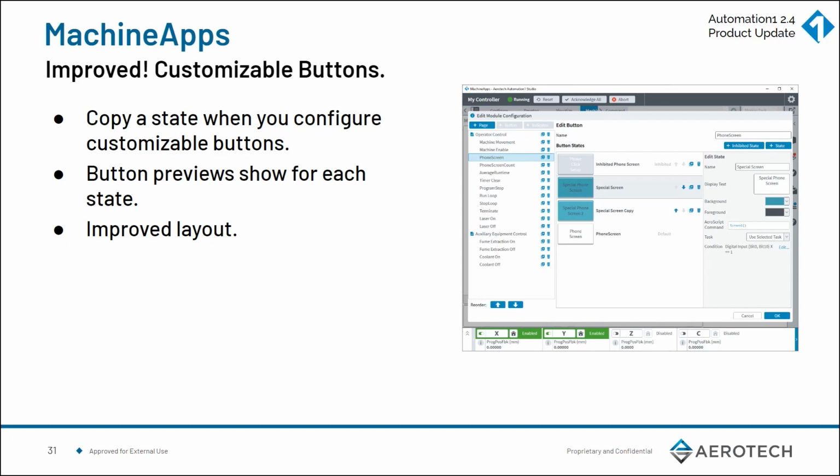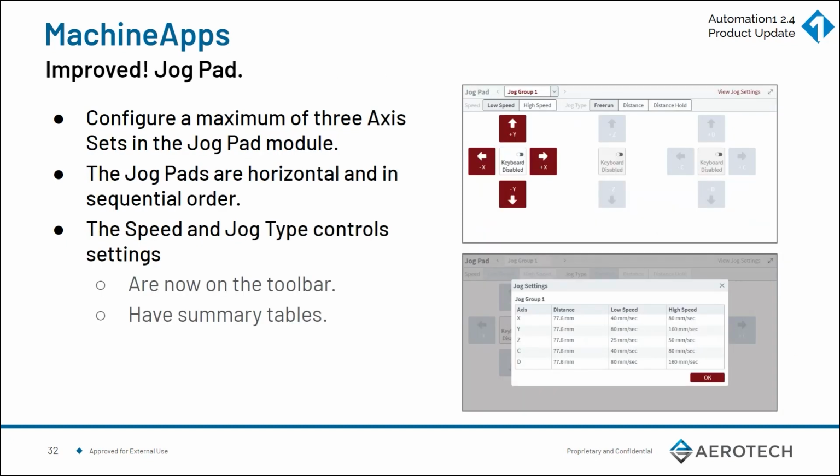And this whole entire MachineApp's customizable buttons and indicators screen received an improved layout in the 2.4 release. The Jog Pad also was improved in 2.4. Now, instead of being limited to just simply one jog pad, knowing that many systems include many sets of different XY axes of motion, or maybe a Z axis that's on a bridge, we now allow you to configure a maximum of 3 axis sets in the Jog Pad module.